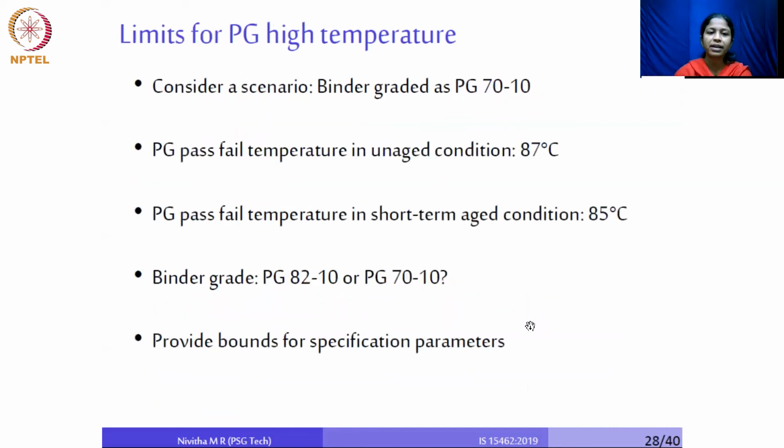The third one is regarding the limits for PG high temperature. Let me give you a scenario. I am purchasing a binder which is graded as PG 70-10.